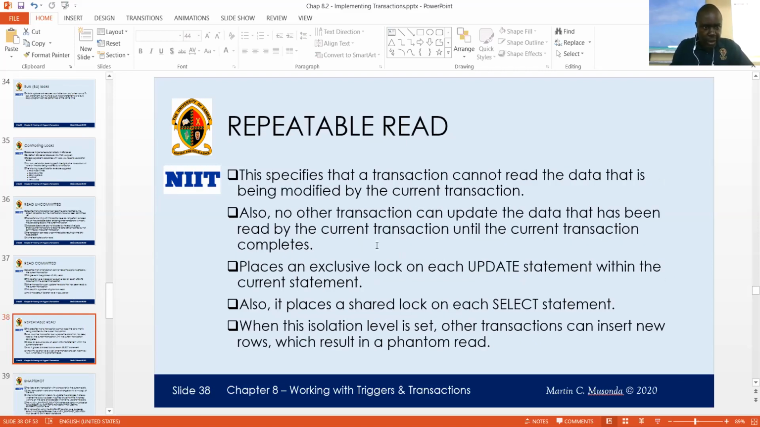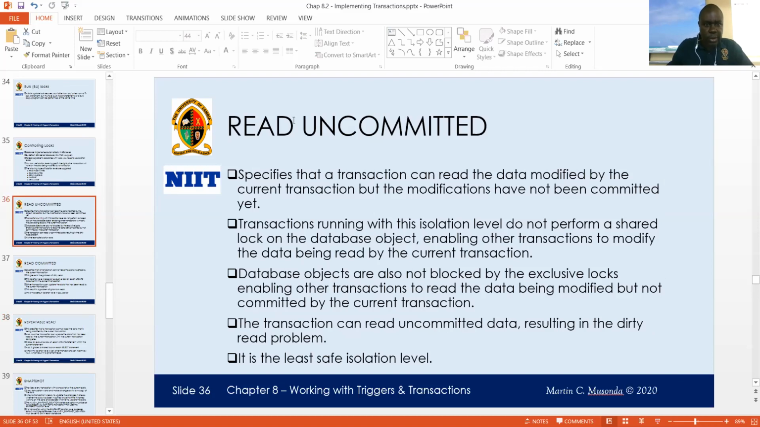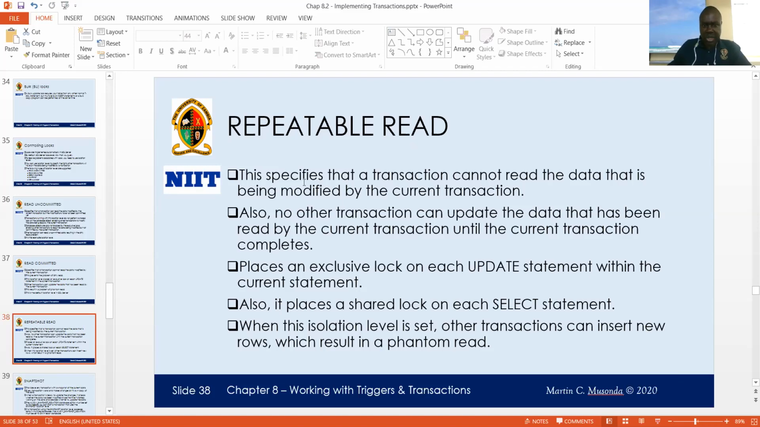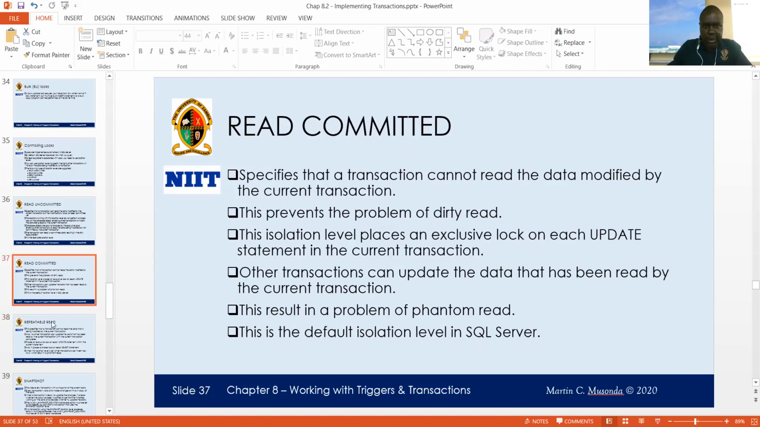Repeatable read. By looking at the types of isolation modes, we have looked at read uncommitted, read committed. The third one is repeatable read. This specifies that a transaction cannot read the data that is being modified by the current transaction. Also, no other transaction can update the data that has been read by the current transaction until the current transaction completes. I don't know if you are seeing the difference between that one and this one.